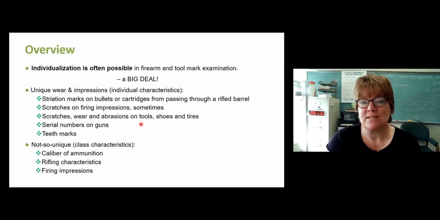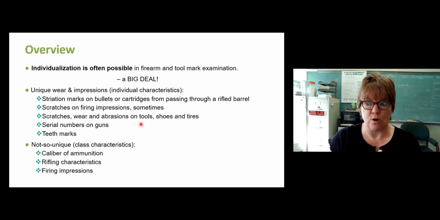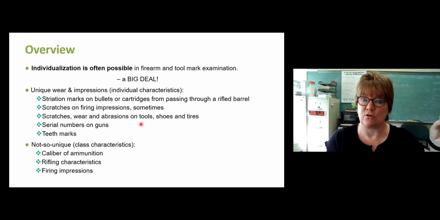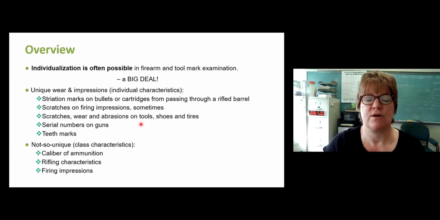One of the big themes that we're going to see in ballistics is that oftentimes individualization is possible. Remember, we talked about individual evidence being evidence that can be linked to one source. So if I have two pieces of evidence that share certain individual characteristics, that means I know they came from the same source. In this particular case with guns, I can say this bullet or this casing came from this particular gun, this individual gun, not just this class of guns. So that's a big deal, if I can link that weapon to a certain person or that bullet to a certain victim. Now I have some information that's very helpful.